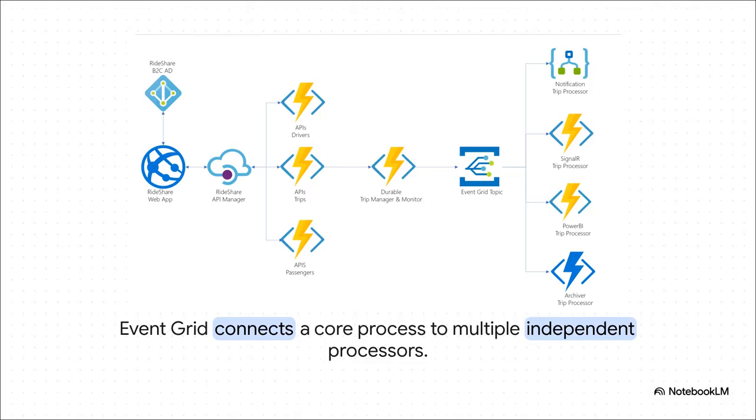This kind of architecture really drives the point home. These services aren't competing, they're collaborating. You can have a core business process that sends out events to an Event Grid topic. And from there, different independent systems can subscribe and react. One sends a push notification, another feeds an analytics dashboard, and a third just archives the data for later. They work in concert to build a really powerful, resilient app.